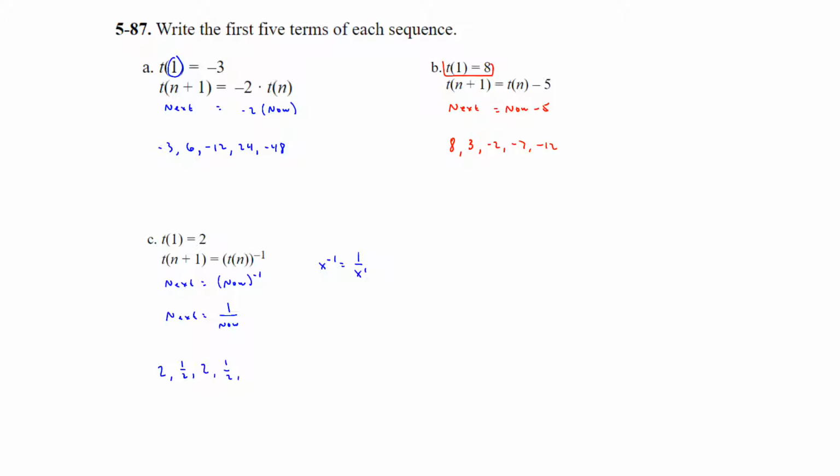And so it just keeps going back and forth between these two numbers because you're just doing the reciprocal back and forth. And there are the first 5 terms of each of the 3 sequences that are written in recursive form.